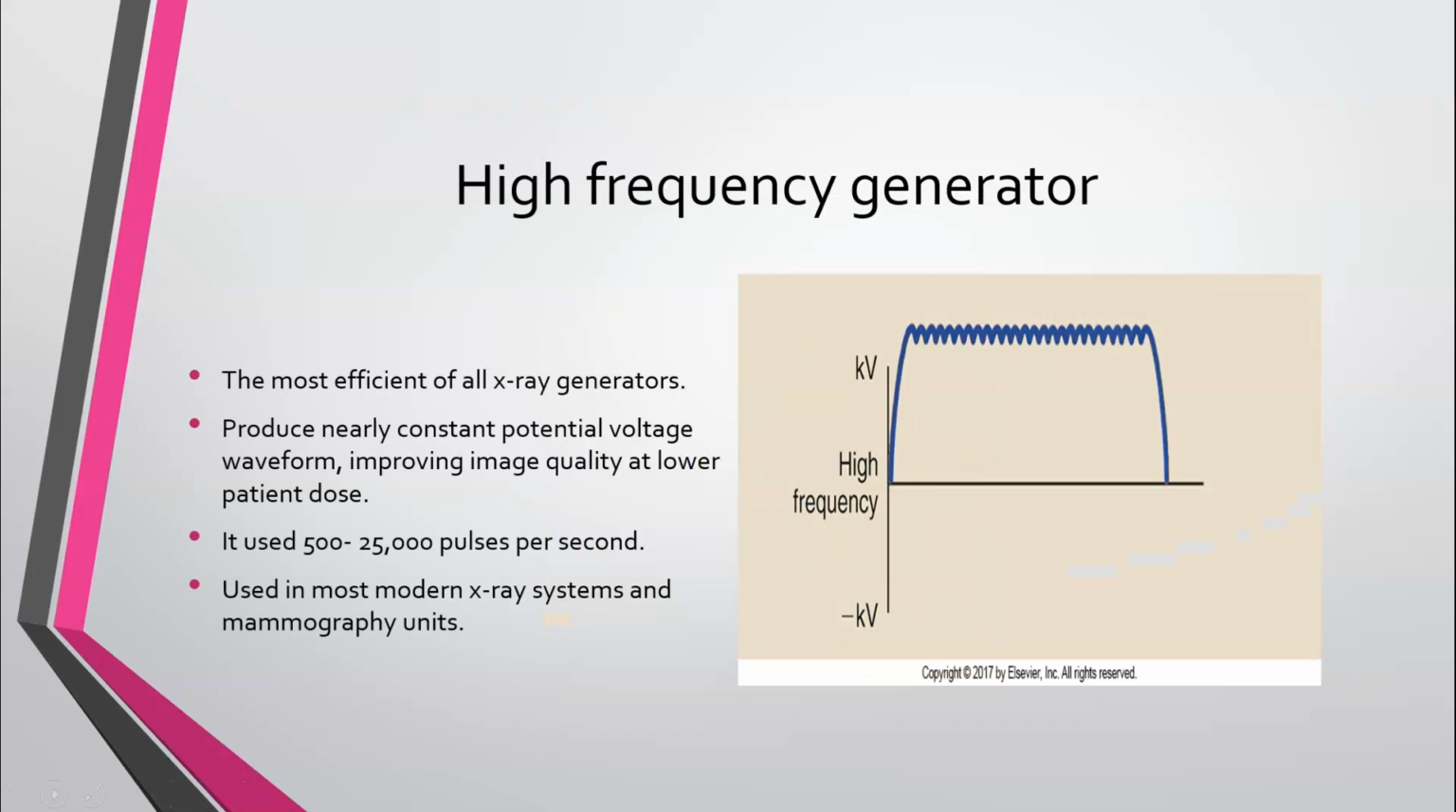High frequency is what we want to use though. It's the most efficient of all generators, produces a nearly consistent electrical voltage waveform, providing image quality at lower patient dose. It uses 500 to 25,000 pulses per second, used in most modern X-ray systems and mammo units.